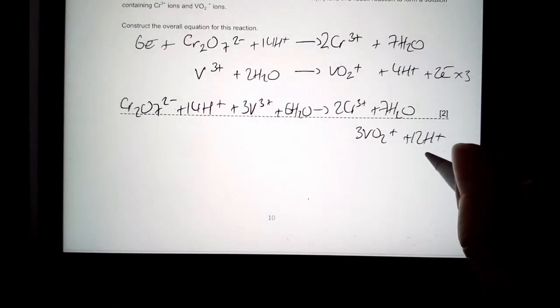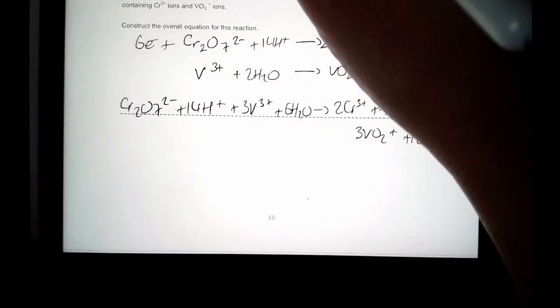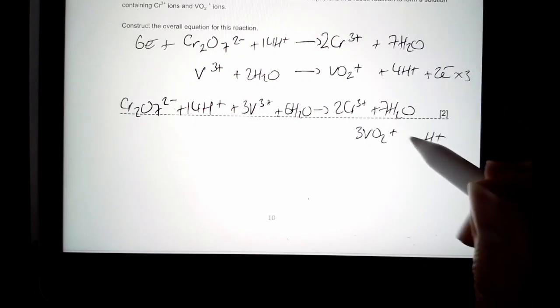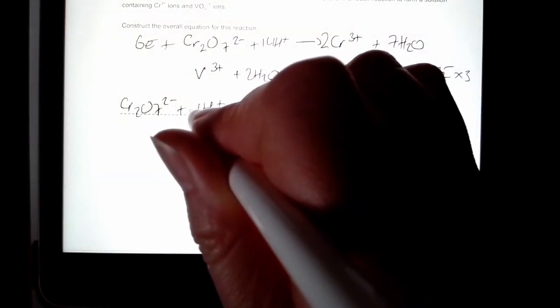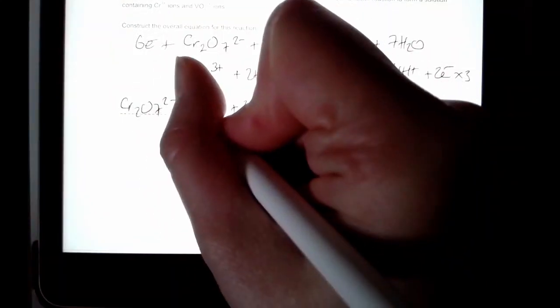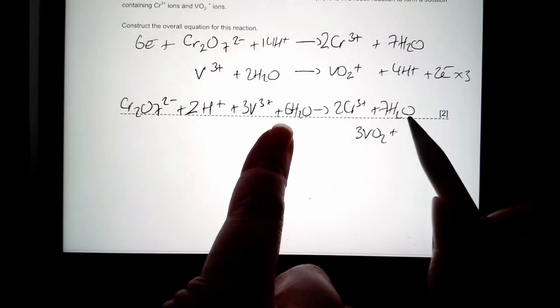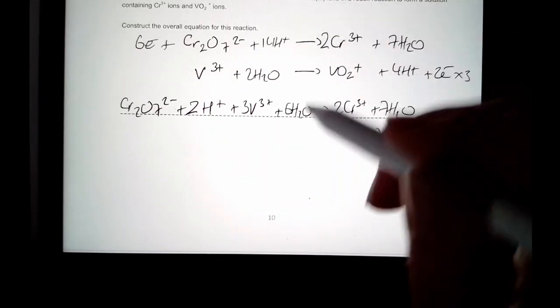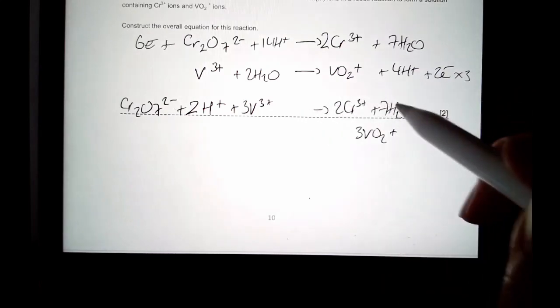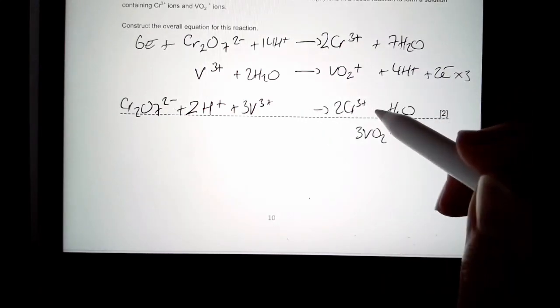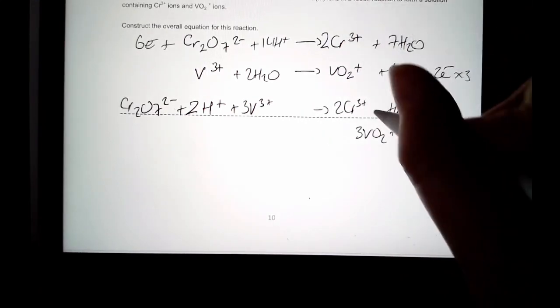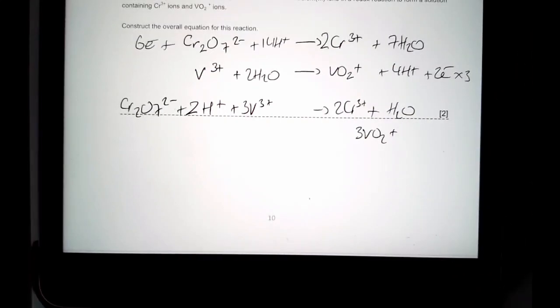So you can see here I've got 12 H+ on this side, so I'm going to get rid of these 12 H+ because I've got 14 over here, and then that is just going to become a 2, so I've got 2 H+ there. Other thing I've got in common is I've got 6 H2Os here and I've got 7 there. Again, I'm going to get rid of these 6 H2Os. They will cancel, leaving me with just 1 H2O on the right. And that is my full equation.